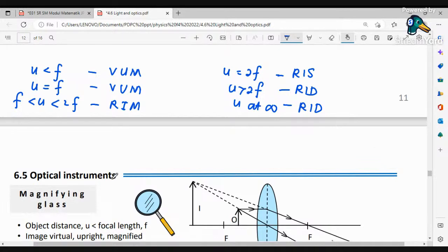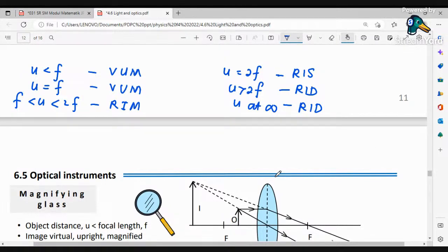For our class today, 6.5 is optical instruments. What are the instruments that apply the principle of lenses or refraction using lenses? Before that, let's refresh what we discussed yesterday. Yesterday we discussed image formation by lenses.